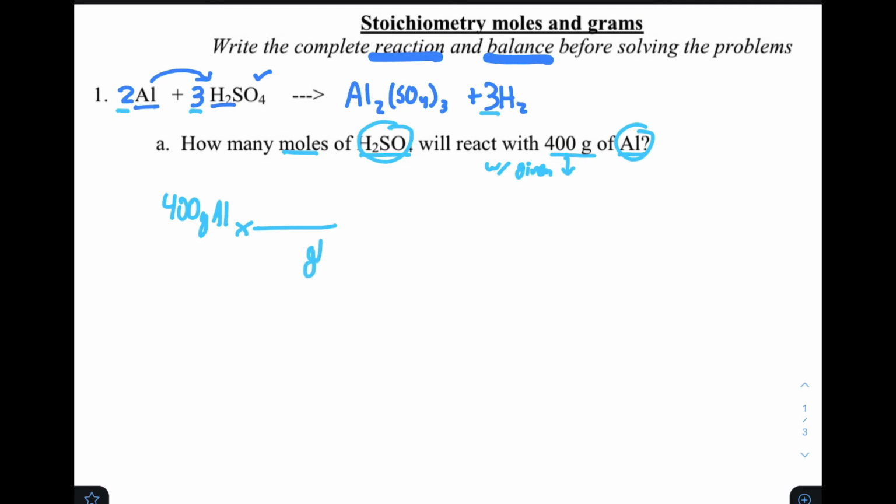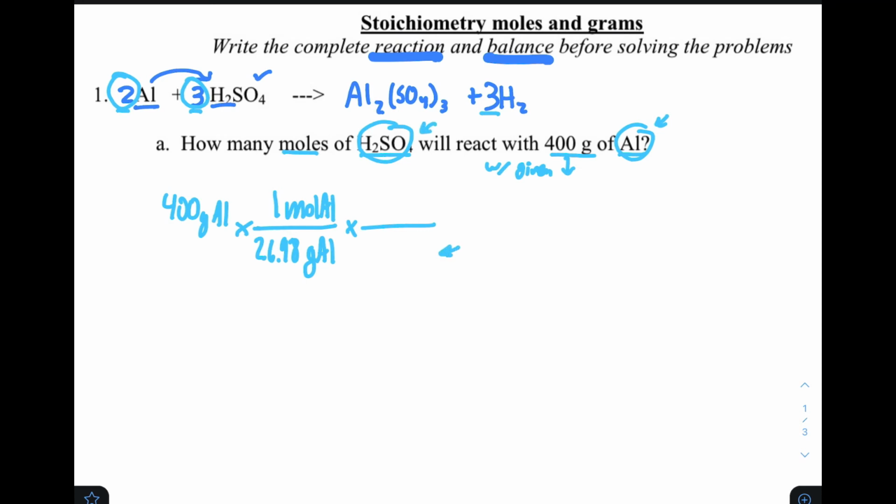So grams of Al, you want to look at your periodic table for Al's molar mass, should be about 26.98 grams of Al is in 1 mole of Al. So now is the time for the mole ratio. Here you can see that there are 2 Al, and there's 3 H2SO4. And this corresponds to Al here and H2SO4 here.